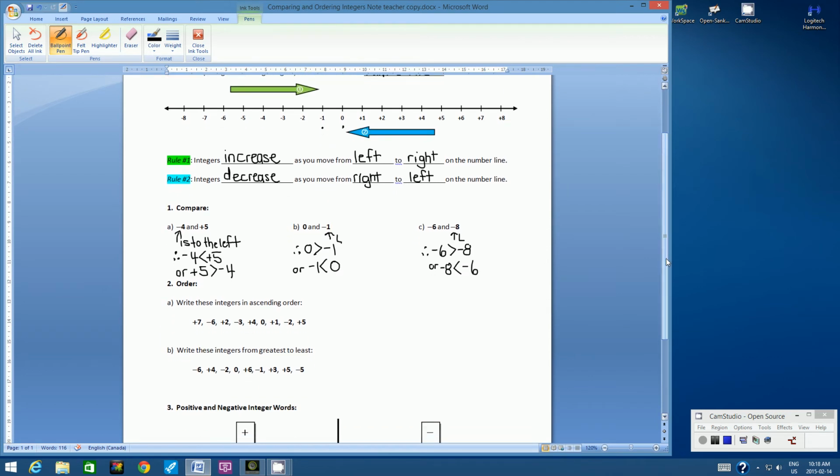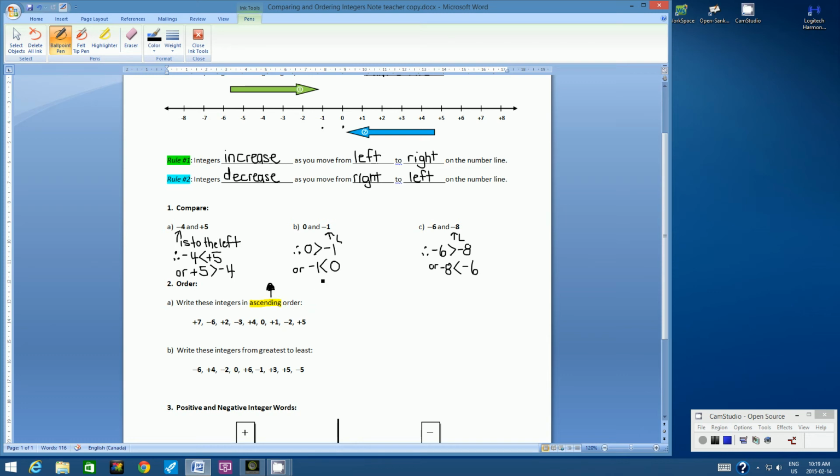So let's go on to the second type of question you'll see in your homework. A, write these integers in ascending order. Ascending order. It's very important that you understand what the word ascending means. Ascending means going up from least to greatest.